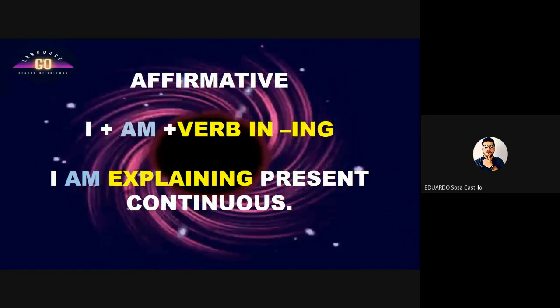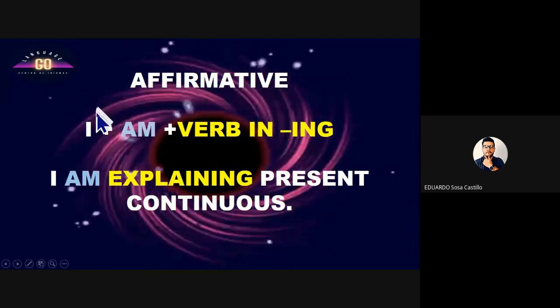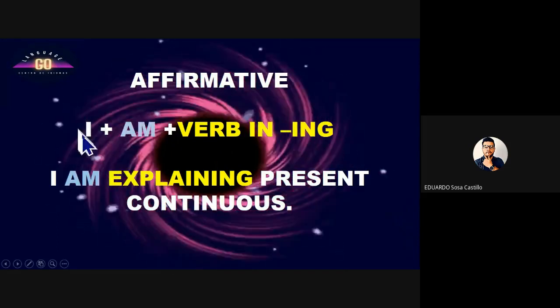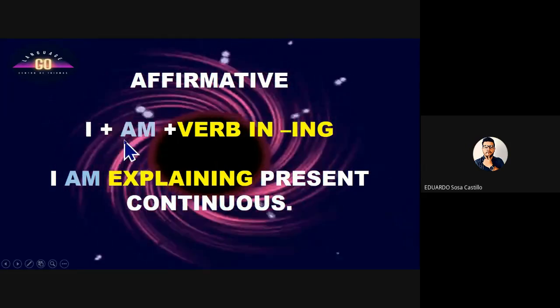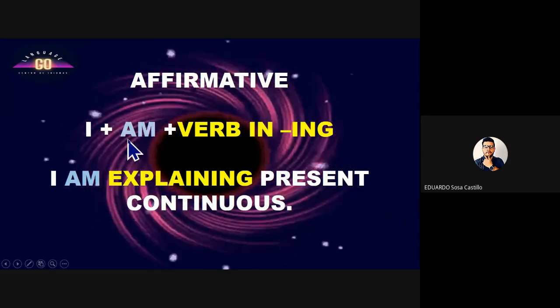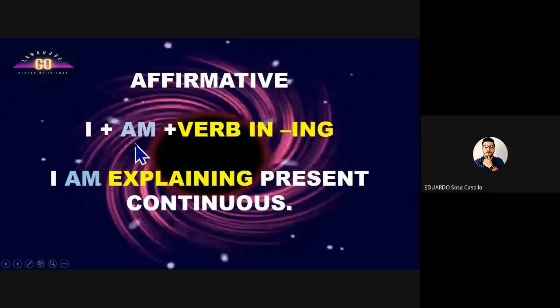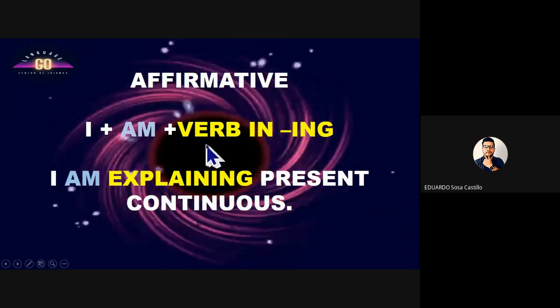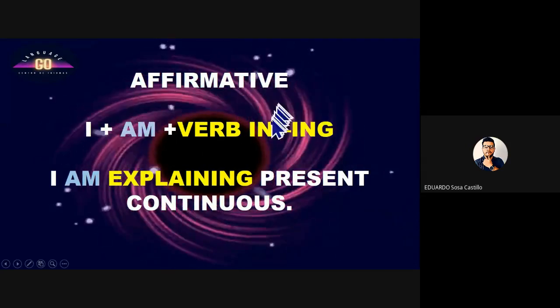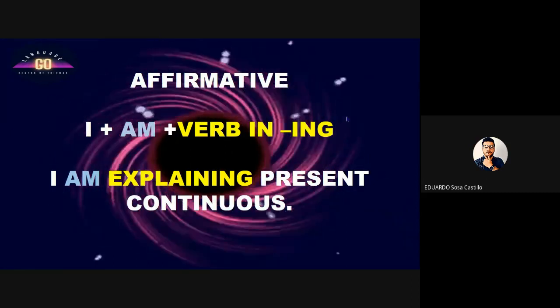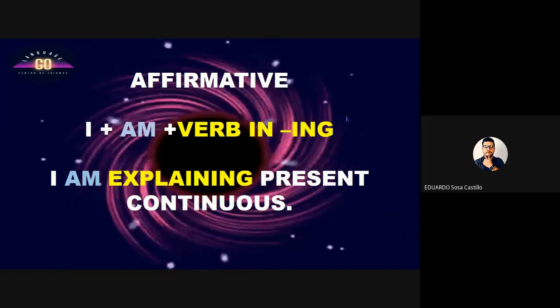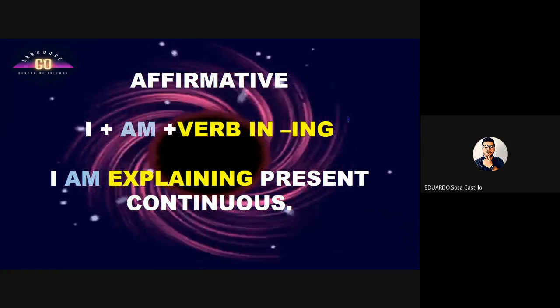But if you notice here, we are checking what to do when we are using pronoun I. When we are using pronoun I, we are going to use the verb to be, am, in affirmative sentences, and the verb has to be in ing. What is the reason why the verb has to be in ing? Because it is supposed that the action is happening in this specific moment. So here we have an example.